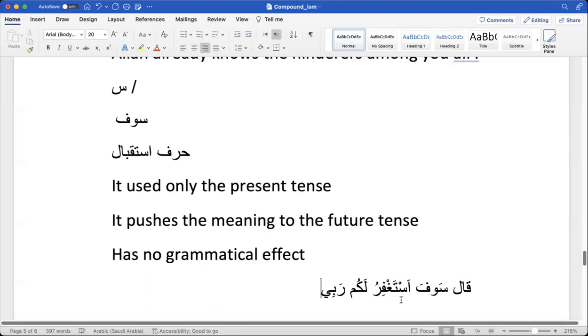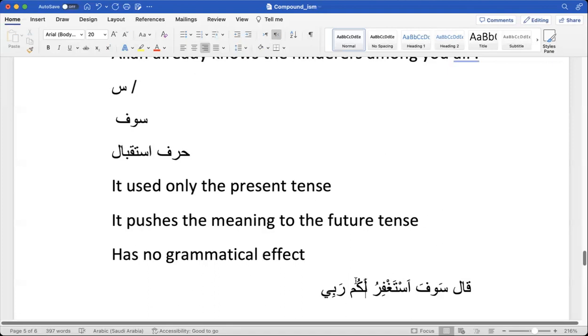Now, when Saufa is with it, you push it into the future. He said, I will seek forgiveness for you, or I will ask forgiveness from my Rabb. Here you see Rabbi is in continuation of Astaghfiru. Rabb is basically maful, mansub, with the yaa of the mudaf ilay, but you do not say Rabbai, you say Rabbi. So he said, I will seek forgiveness from my master for you.